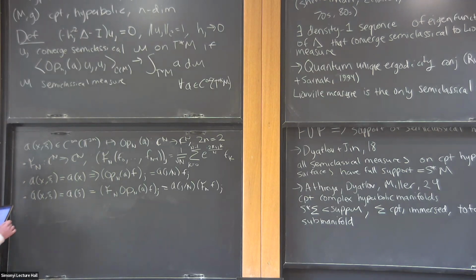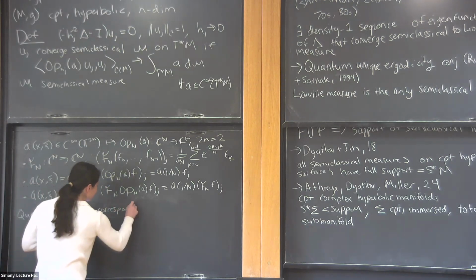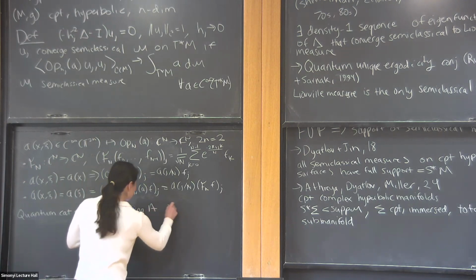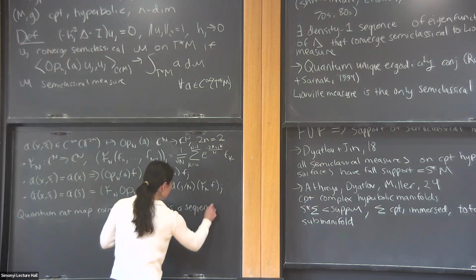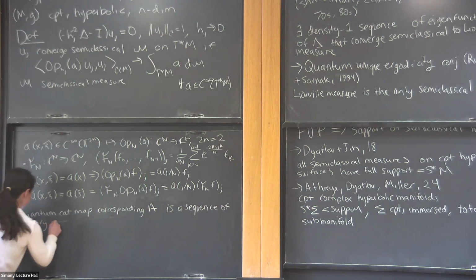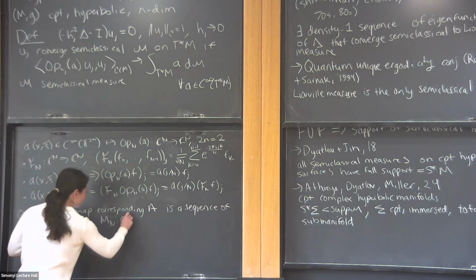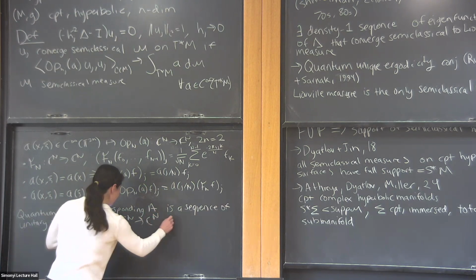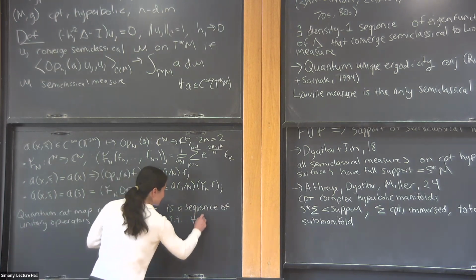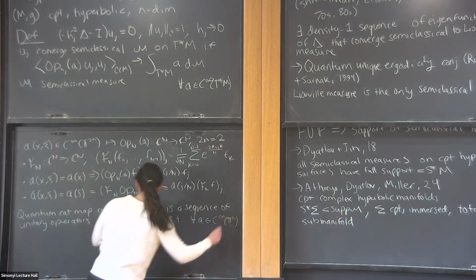Now I want to get the definition of a quantum cat map. So a quantum cat map corresponding to my symplectic matrix A is a sequence of unitary operators M_n, and they'll send C^n to C^n such that for any smooth function on the torus, the following holds.